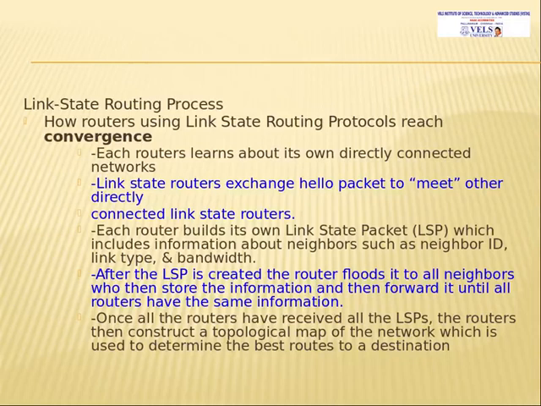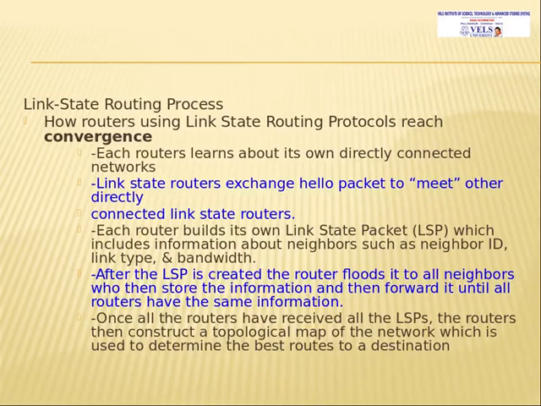Next, the link state routers exchange a hello packet to meet other routers directly. So it sends a hello packet, and using that packet it can find out the neighbors present around that router. Each router builds its own link state packet. That hello packet is also called a link state packet. The link state packet has 3 fields: neighbor ID, link type and bandwidth. These 3 fields will be filled in for the neighbors present next to that router.